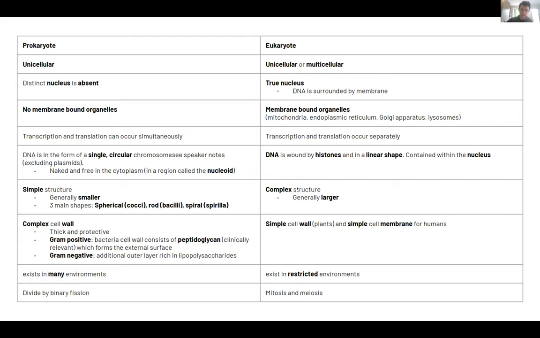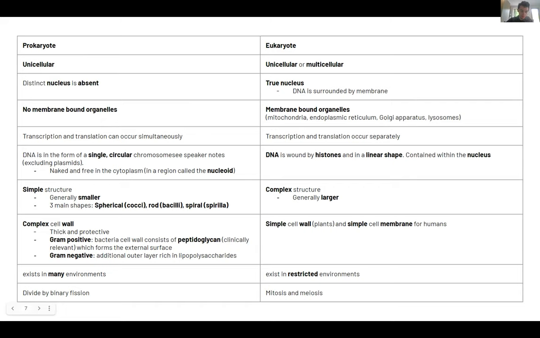Chemically, they both have different complicated metabolic reactions that occur. A false statement in an exam question might be that prokaryotes are chemically simple and eukaryotes chemically complex. That would be false. They're both chemically complex, but structurally simple. Prokaryotes generally have a complex cell wall that is thick and protective. Gram-positive and Gram-negative, which we'll talk about in a moment, are just ways to classify different types of bacteria. And this is the classification.